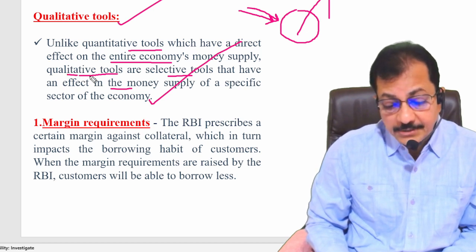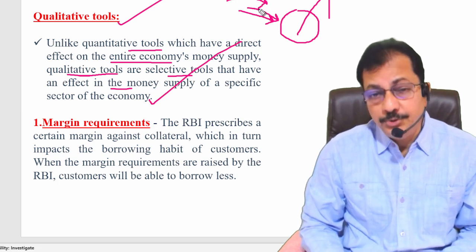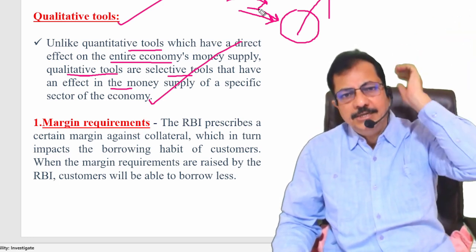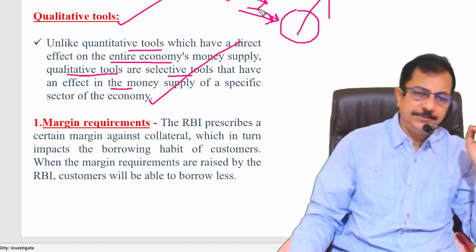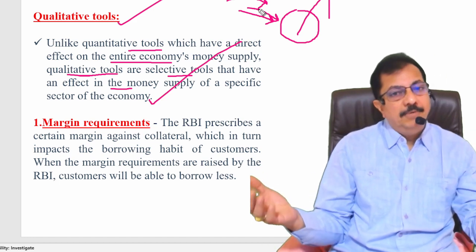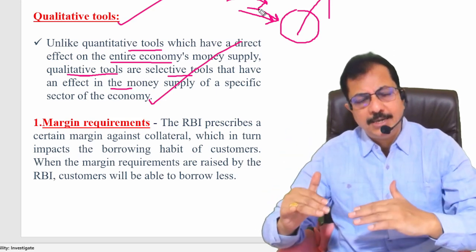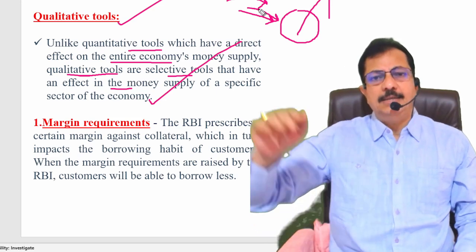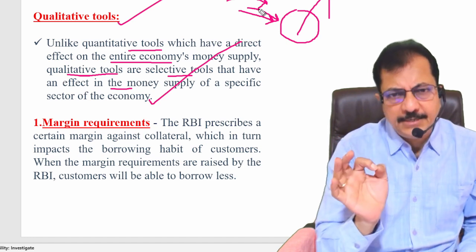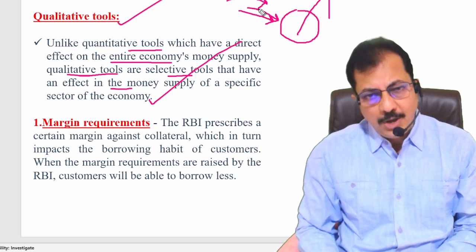Qualitatively, the RBI will say that the money supply with respect to housing loans will be reduced. RBI will give the instruction to banks that the interest rate on housing loans must be increased, right? If it is increased, people will stop taking the loans. When people don't have the loans, there will be low demand in the market. When there is low demand in the market, the inflation will be controlled, right? So for a specific sector, if you are controlling, then it is called qualitative. Am I clear? So how do you do it?